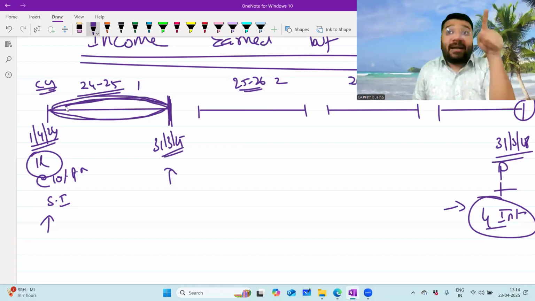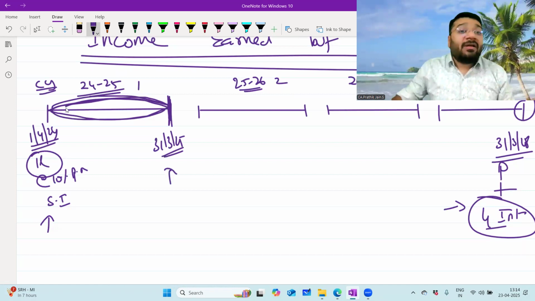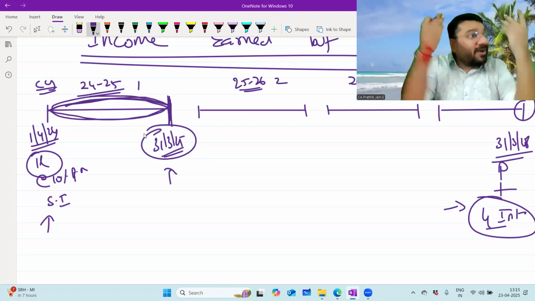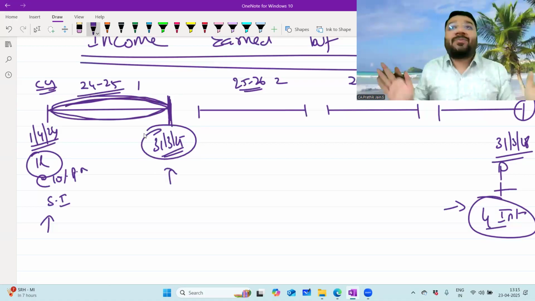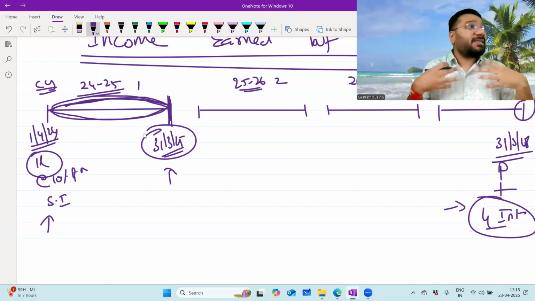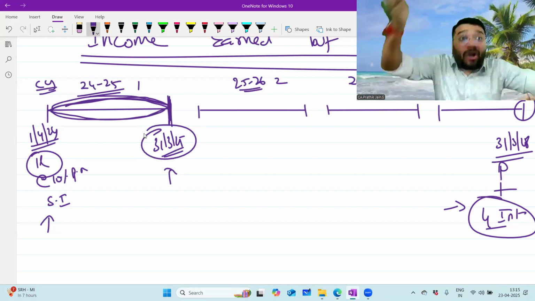So the right to receive the money is established here. On 31st March 25, even God cannot deny the interest to you. Because you have earned it. One year crossed means you have earned it. Nobody can deny the interest. So interest is earned. If interest is earned, record it.